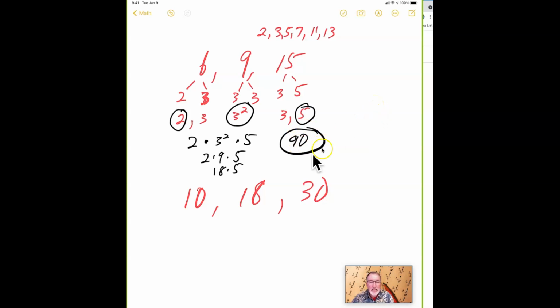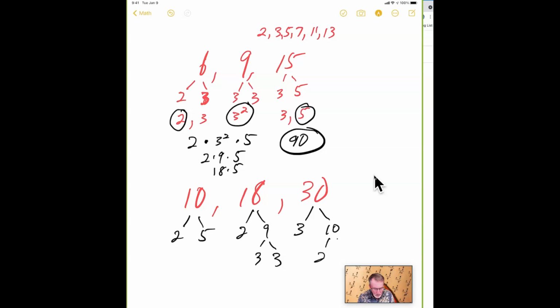Okay, let's take a look at 10, 18, and 30. 10 breaks down into 2 and 5. 18, 2 and 9, which breaks down into 3 and 3. 30 breaks down into 3 and 10 and 2 and 5. So you can break these down any way you like. You could start with 2 here and get 15 and then go to 3 and 5. You will always get the same prime numbers as the factors of that one. I've said this before. They're like a special zip code that only points to that number.